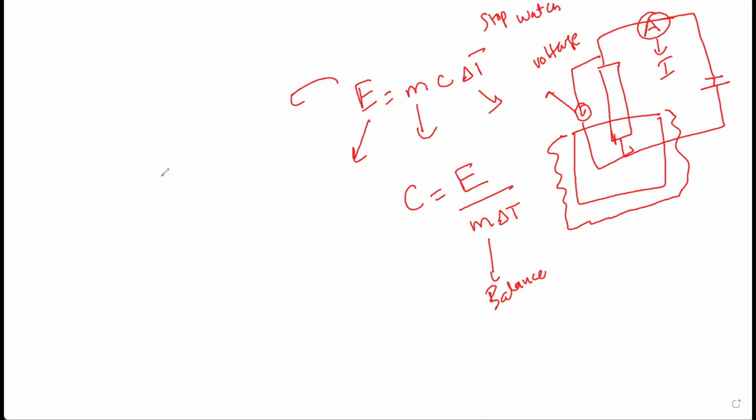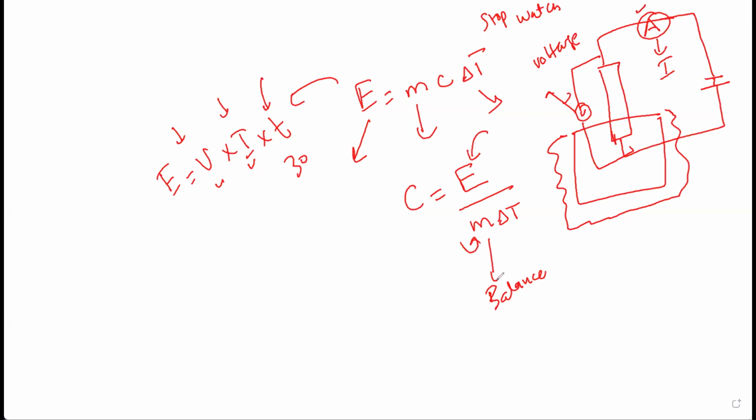In one of the formulas, energy is given as voltage times current times time. So with the help of these two meters, we would measure the voltage and current, and with the help of a stopwatch, we would measure the time. Suppose for 30 seconds, we would see the value of current and voltage that is being drawn by the heater. We'll multiply it with 30 and we will find the value of E. We would put that here.